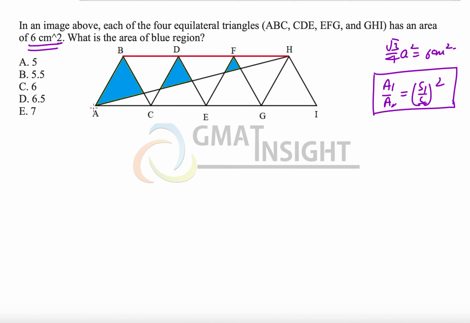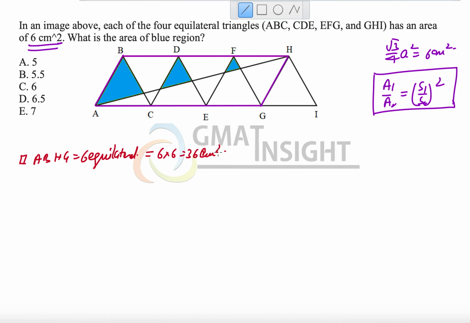Which means if you look at this parallelogram ABHG, you can see it's in fact a composition of 6 equilateral triangles. The area of this entire parallelogram will therefore be equal to 6 multiplied by 6, that is 36 cm². We also see that AH is the diagonal of this parallelogram. If you are having any difficulty in observing this figure, let me just quickly draw the outline. Now A, B, H, G. This is the parallelogram I'm talking about, which has an area of 36 cm².